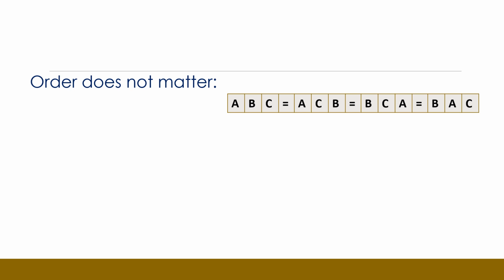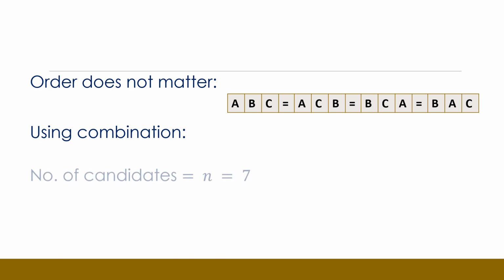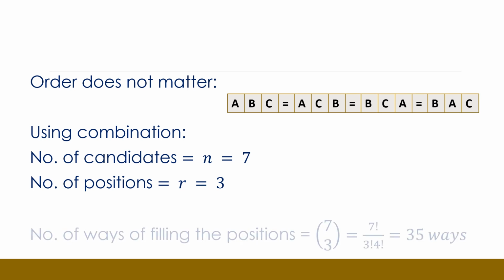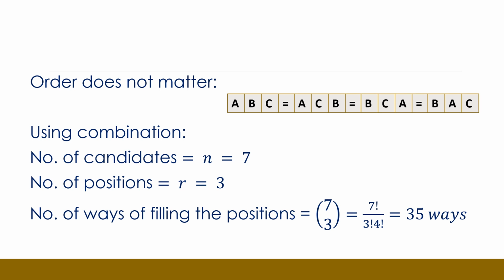Our problem is then one of combination. How can we select 3 people from a group of 7? So we have, using combination, the number of people in the group gives us n, which is 7. And we wish to select 3 people, so r is equal to 3. The number of ways of filling these positions is 7 combination 3, which we use a calculator and we find that it is going to give us 35 possible ways.